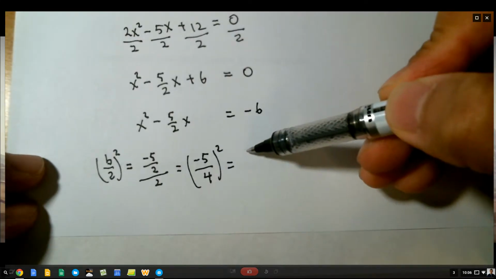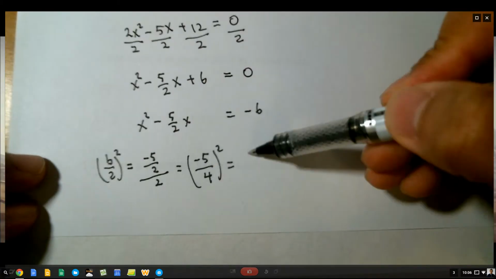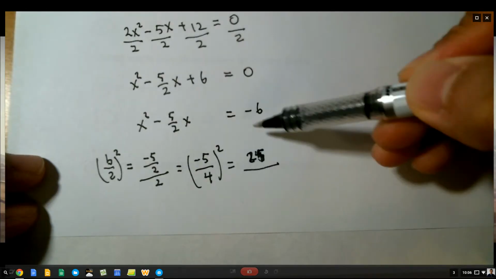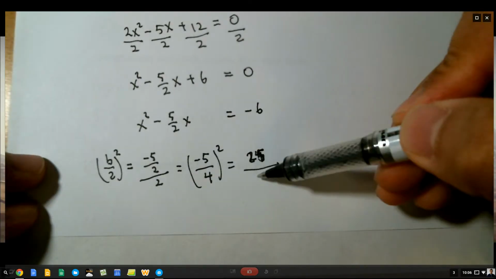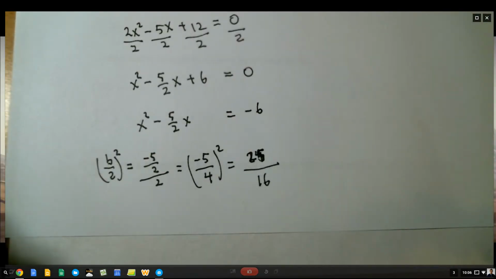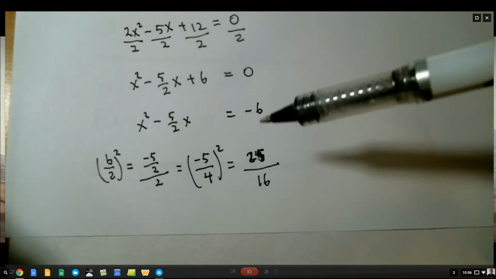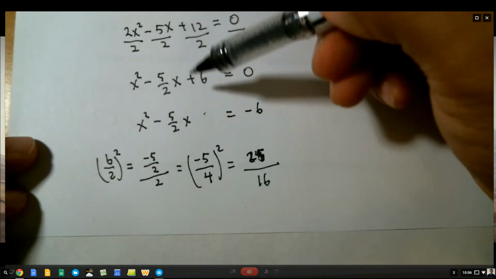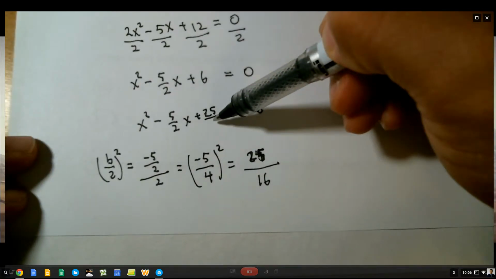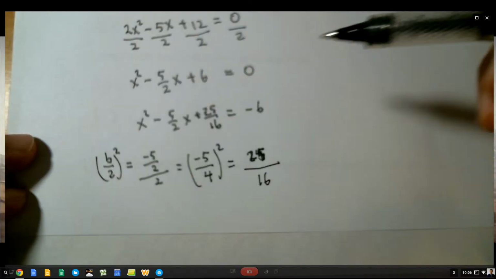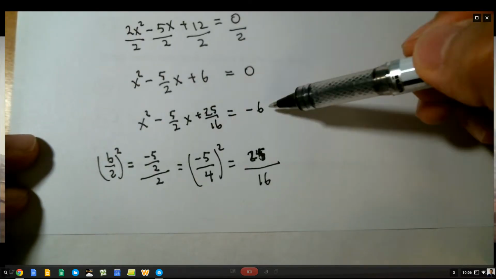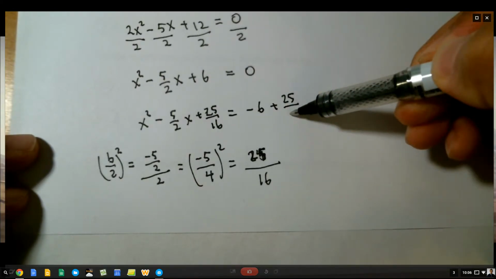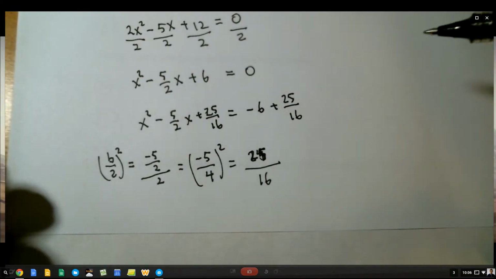What would this be? It will be 25 over 16. So 25 over 16. Now we put that into this blank spot. And remember, whatever we do to one side, we got to do to the other side to balance it out. So we have to add 25 over 16 to the other side.